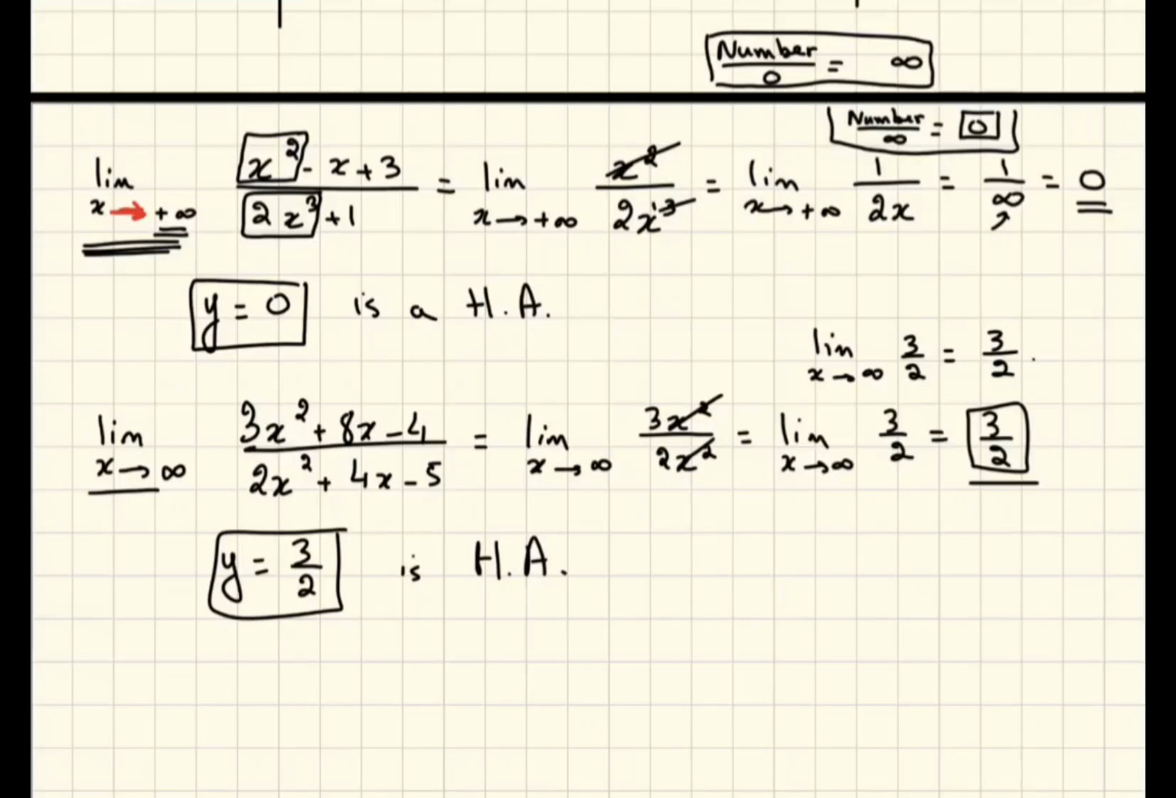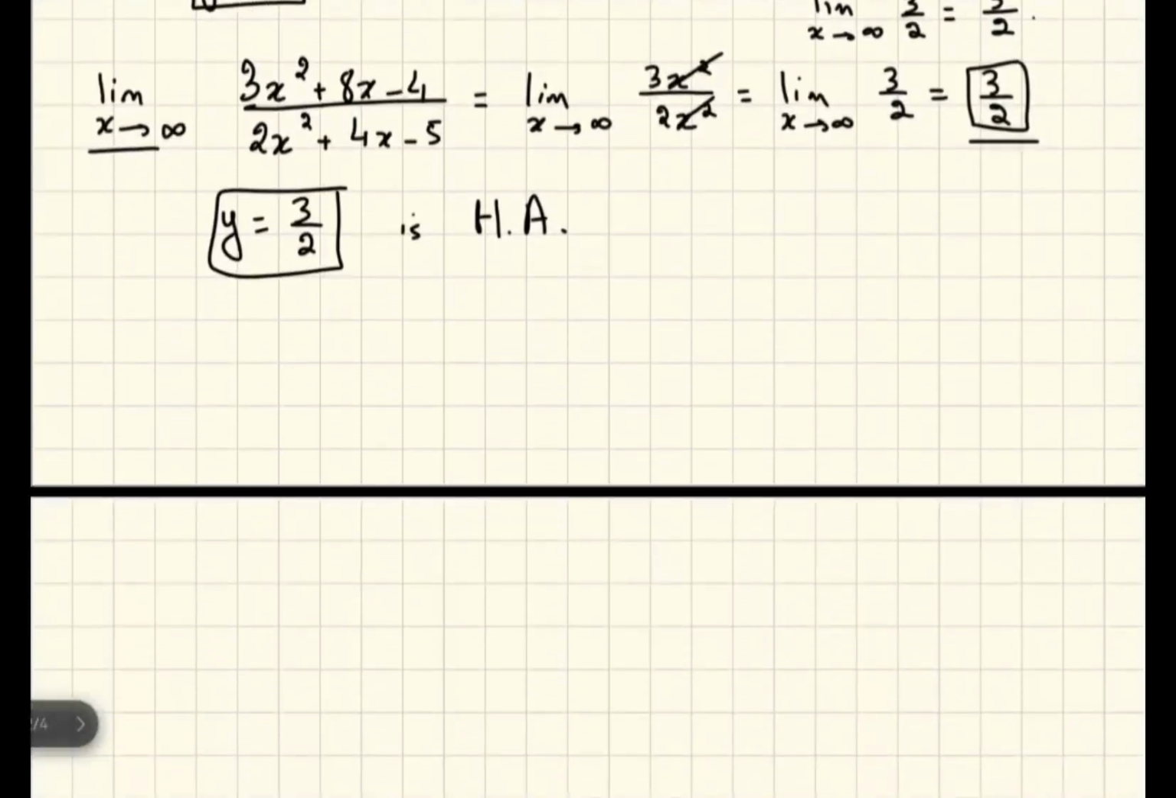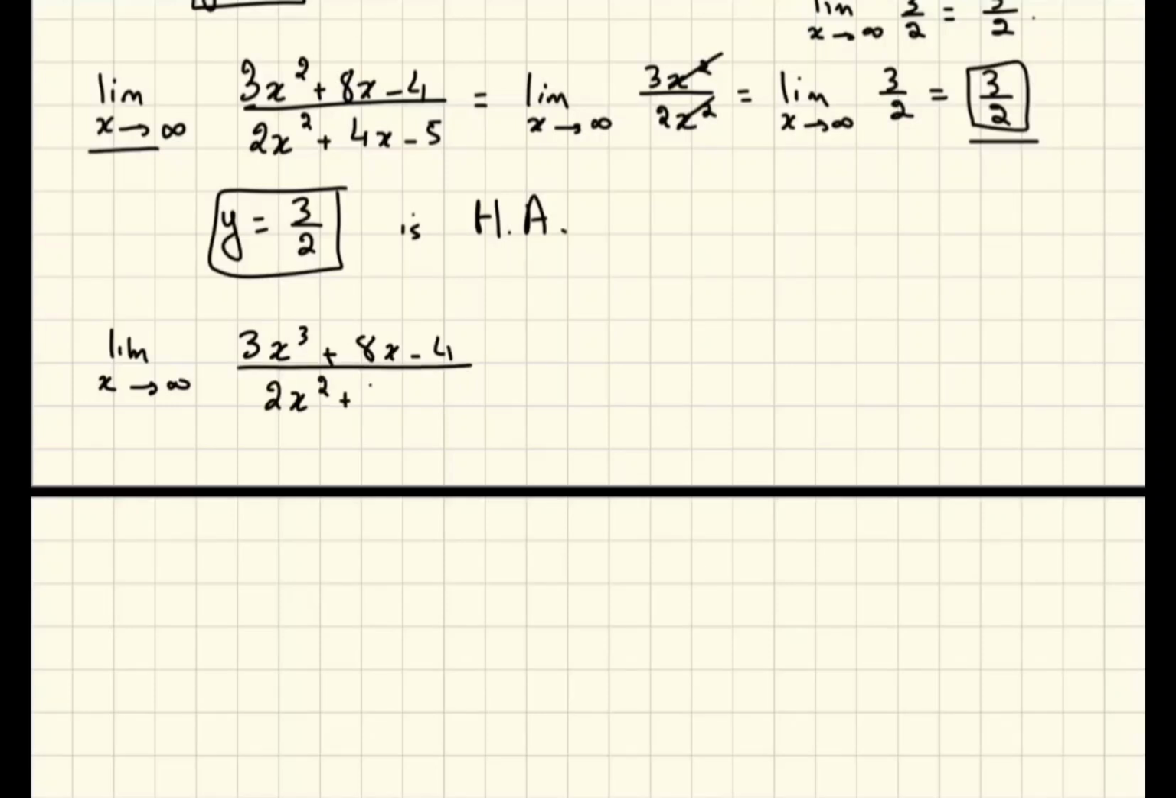Now, limit as x approaches infinity of x cubed plus 8x minus 4 over 2x squared plus 4x minus 5. So again, we apply the same idea, and we take the term with the highest exponent over the term with the highest exponent down. When I cancel this time, the square down will cancel, the 3 becomes 1. So I get limit as x approaches infinity of 3x over 2.